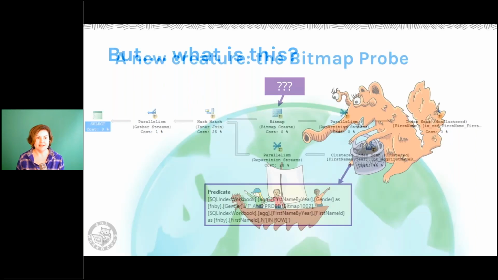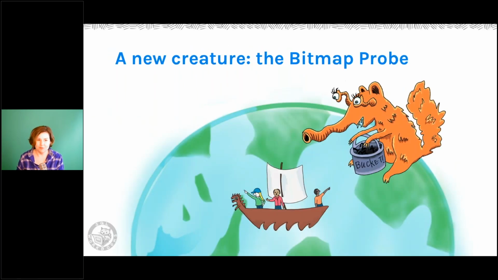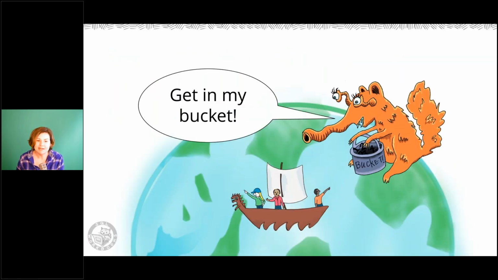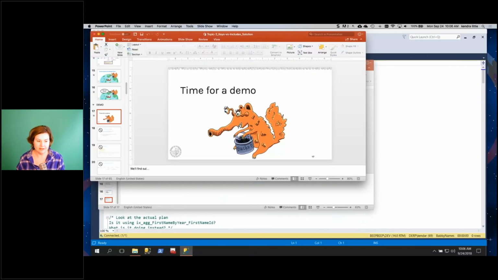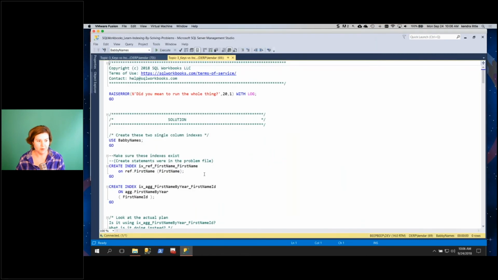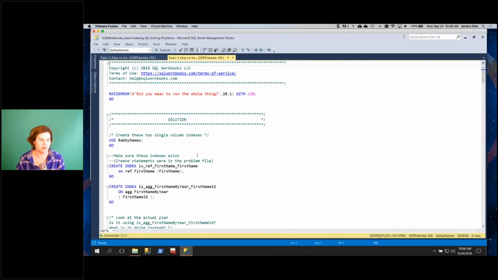So what's happening here? Let's go to the next slide. Well, let's go two slides, because this is the illustration for bitmap probe. What it's doing is bucketizing this data. And let's actually switch over into Management Studio and look at this bitmap probe there in the solution file. All right, so this is the solution file. I should have already created these two single column indexes.